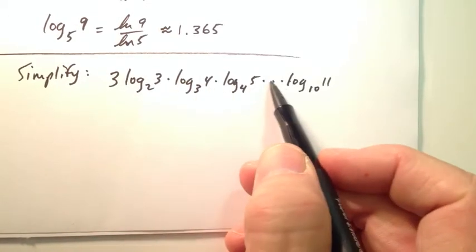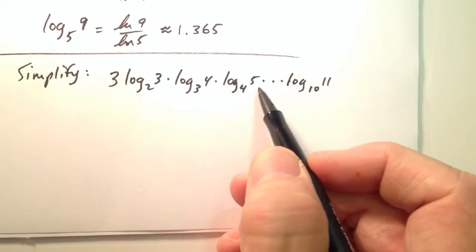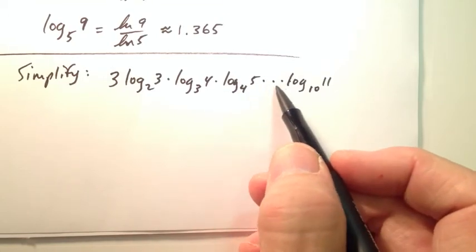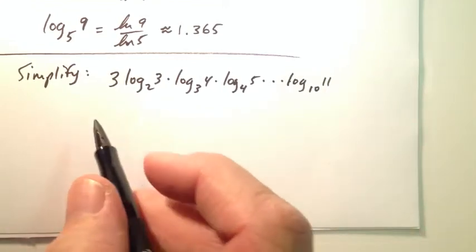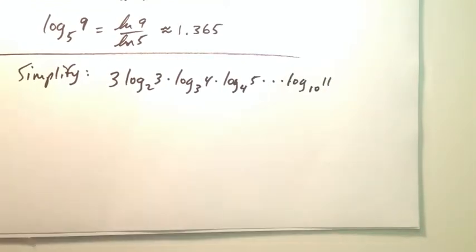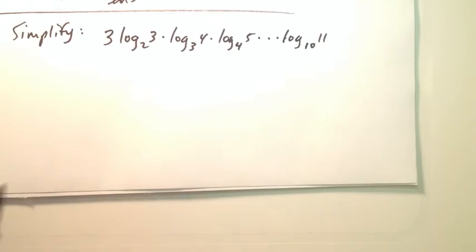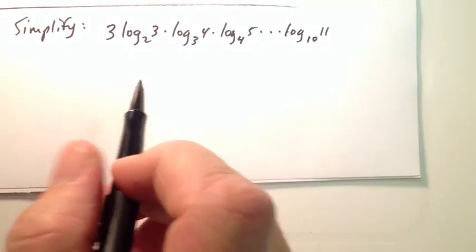Remember, all these, this is meaning you're going to go log base 5 of 6, log base 6 of 7, 7 of 8, 8 of 9, 9 of 10, and then 10 of 11. Okay? Well, pause the video and see if you can figure that out on your own, and then give me a decimal approximation of it.